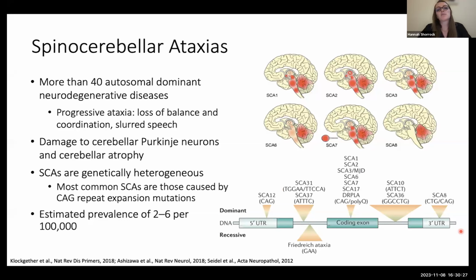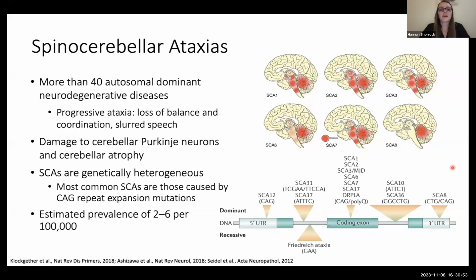And this is primarily driven by atrophy of the cerebellum. So you can see the cerebellum highlighted in red in the schematics of each of these subtypes of the SCAs are areas where we have a lot of atrophy in these diseases. And this is largely associated with damage to the cerebellar Purkinje neurons. But as you can see, other regions such as the brainstem are also frequently affected in the spinocerebellar ataxias.